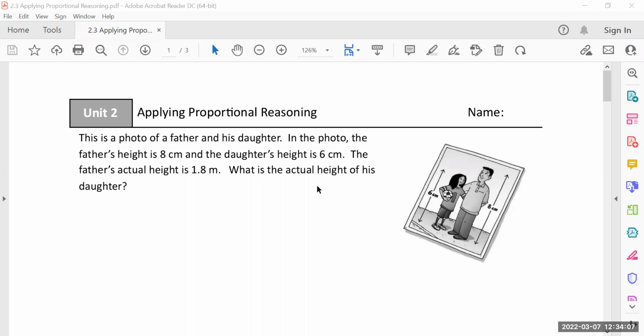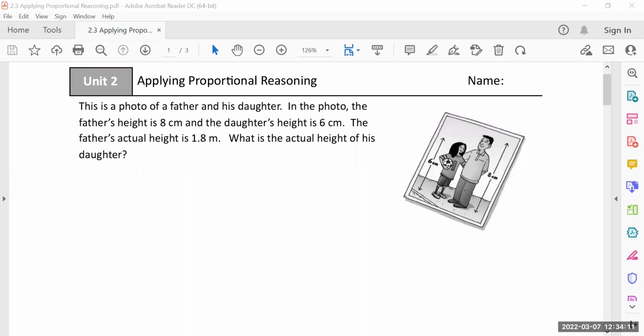All right. Algebra with proportional reasoning. And this is why I was constantly trying to push algebra onto you last week. Where's my annotation? Here we go. This is a photo of a father and his daughter. Why is this not plugged in? Because I'm stupid that way.